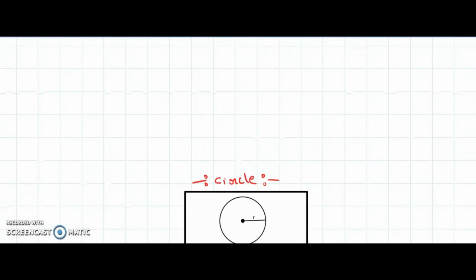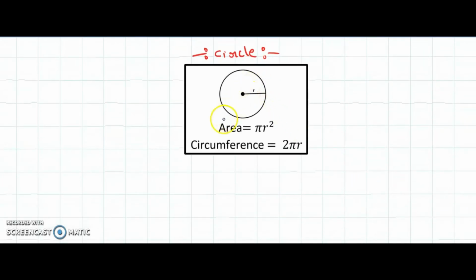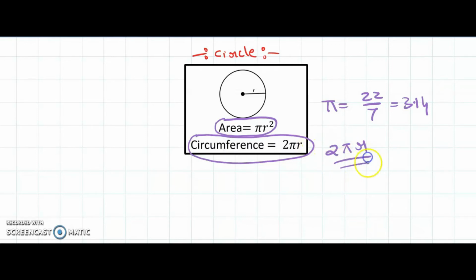As I previously discussed, the circle contains the circumference. Area is very easy. Its area is pi r square. The value of pi will be 22 by 7, or we can say 3.14. Whereas it is not called a perimeter, my dear students. It is called the circumference, and the formula for the circumference is 2 pi r, where r is called the radius.